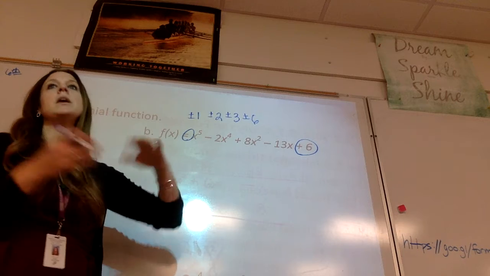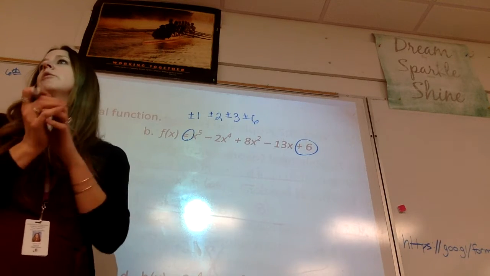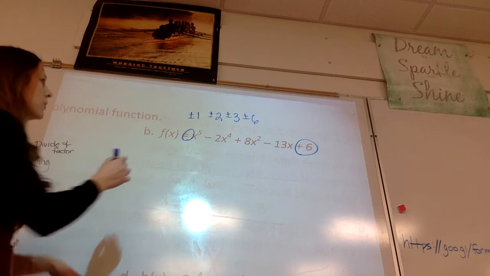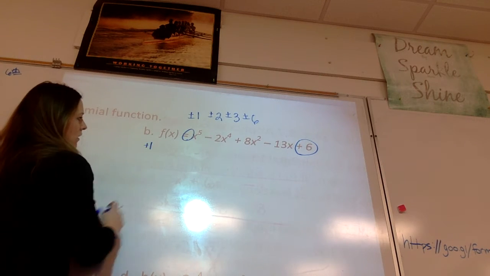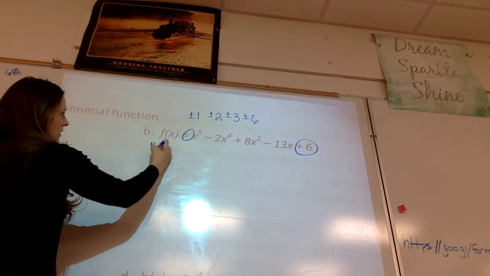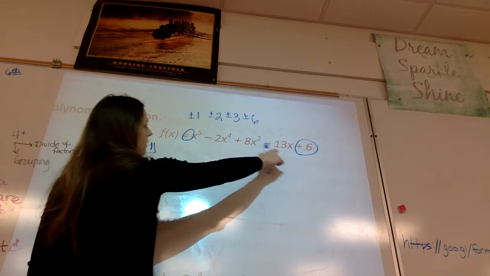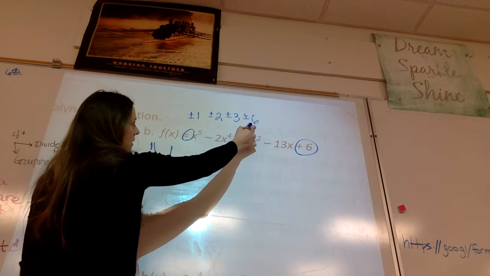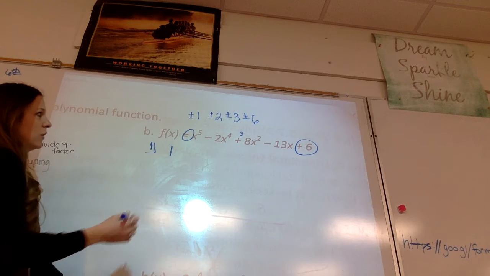So let's start just picking your best guess. So positive 1. I usually go positive 1, negative 1, positive 2, negative 2. So try positive 1. Let's see if it works. So I'm going to divide and factor. So here's my division. Do I need any zeros, you guys? 5, 4. There's no 3. So do I need a 0?